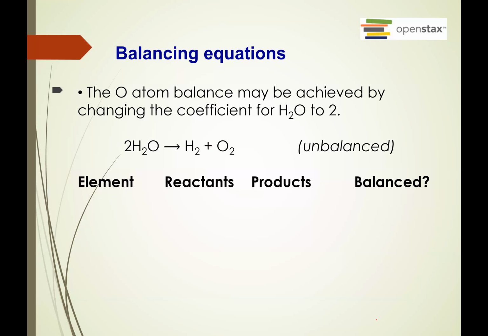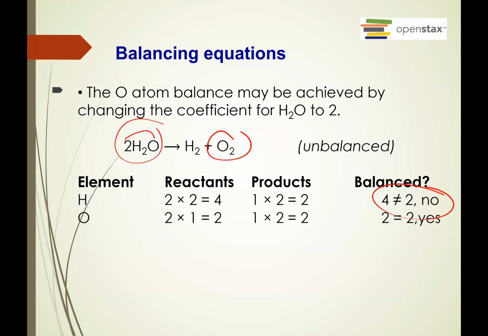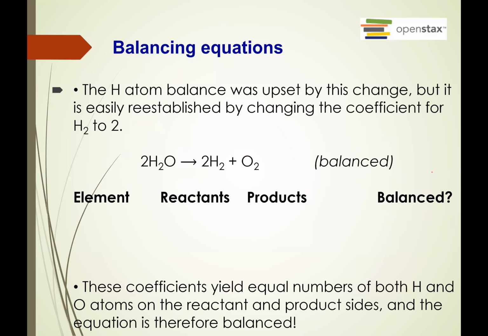So let's look at this equation here. The first thing we always do is ask, is it balanced? Well, if we look here, we have 4 hydrogens and we have 2 hydrogens. That's not balanced. Okay, let's look at our oxygens. We have 2 oxygens and 2 oxygens. Oh, well, our oxygens are balanced. That's awesome. But our reaction is not balanced.